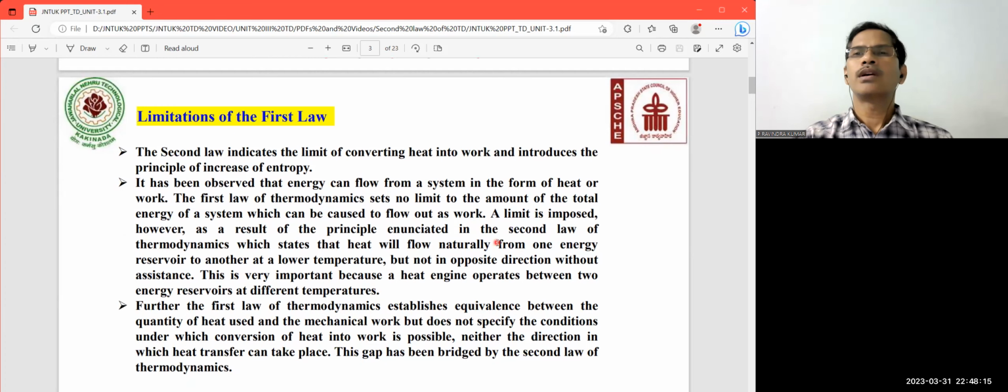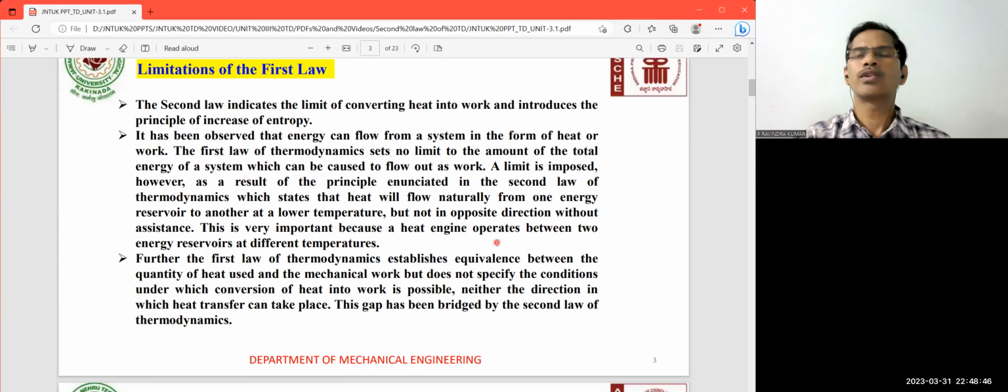Another limitation is the direction of the process, whether the process is feasible or not. That particular information is also not given by the first law of thermodynamics. So the second law of thermodynamics is going to indicate the process feasibility and also the direction of the process. All that particular information you can get from the second law of thermodynamics. That means how much heat can be converted into useful work, you can get from the second law.